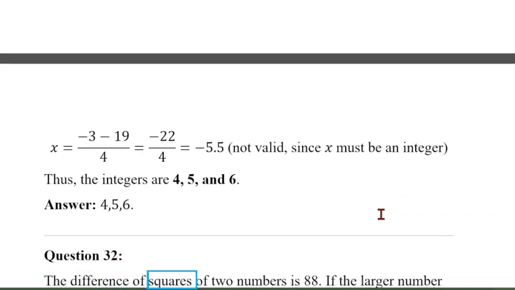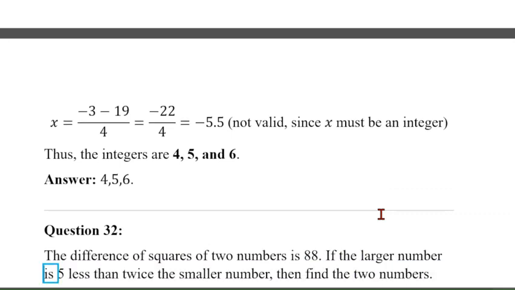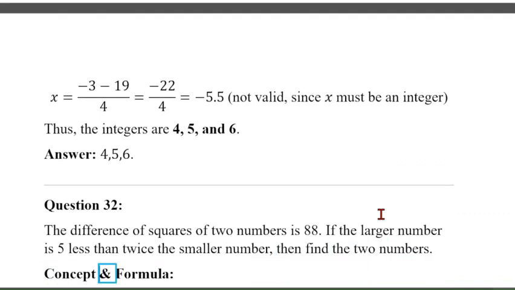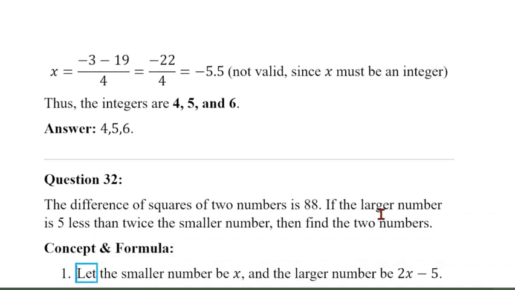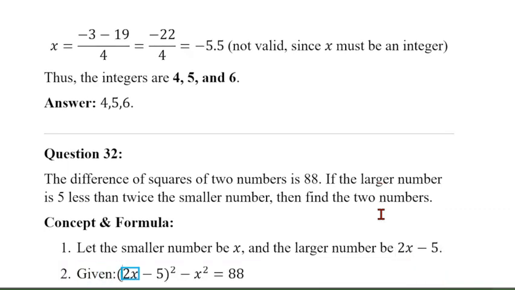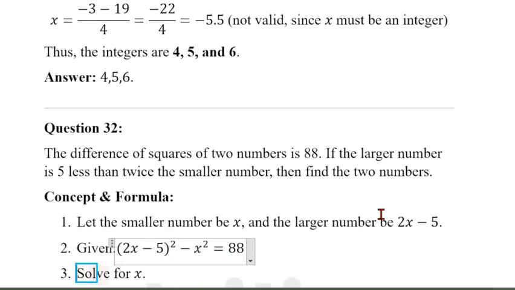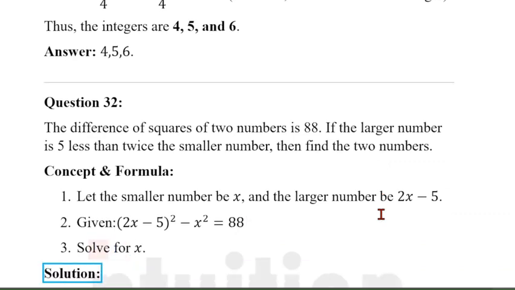Question 32. The difference of squares of two numbers is 88. If the larger number is 5 less than twice the smaller number, then find the two numbers. Concept and formula. 1. Let the smaller number be x, and the larger number be 2x − 5. 2. Given: (2x − 5)² − x² = 88. 3. Solve for x.